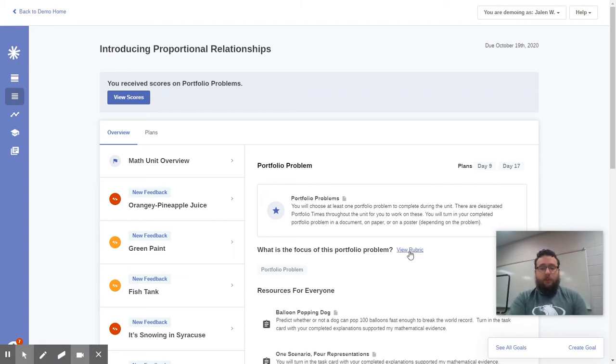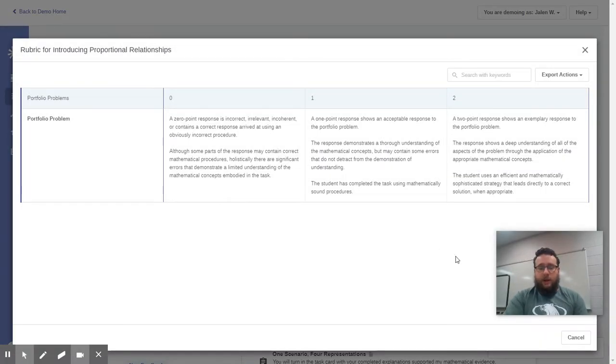Now, when the portfolio problems are graded, they're graded on a rubric, which can be between 0 and 2 points. 0 points happens if the portfolio problem is irrelevant, incorrect, incoherent, or has a lot of mistakes. It might even be possible that a response has some correct procedures, but there are so many significant errors that the student did not arrive at an answer that's cohesive. Meanwhile, a 1 represents a student who shows an acceptable response and thorough understanding of mathematical concepts, but may contain some errors or lack depth.